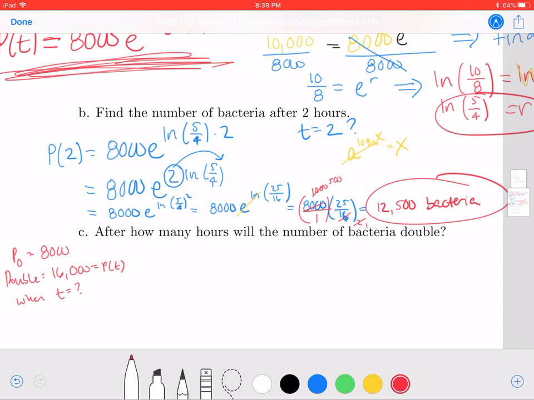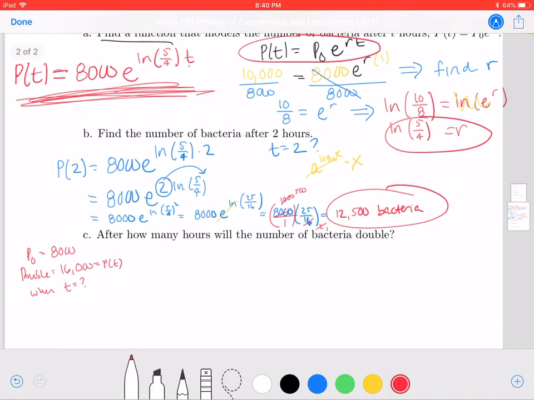does this occur? So in my original function, I'm going to pull it up a little bit so that you guys can see it. I had 8,000 e to the ln of 5/4 times t. I'm going to set that equal to 16,000 and solve for t. So 16,000 equals 8,000 e to the power of natural log of 5/4 times t.